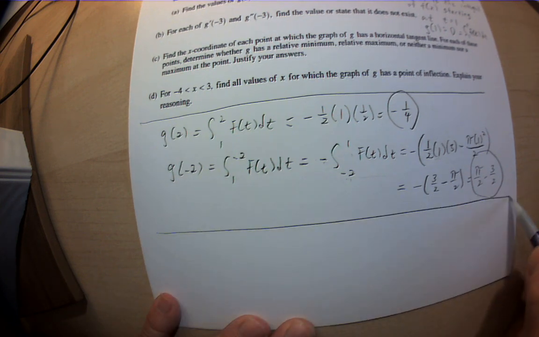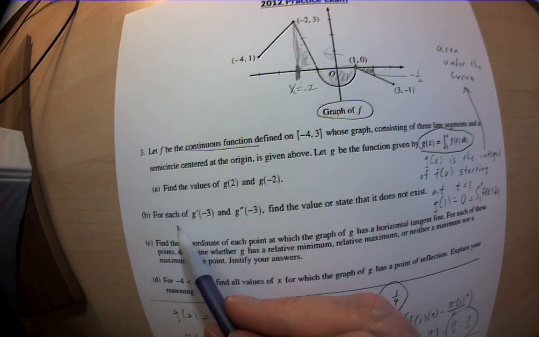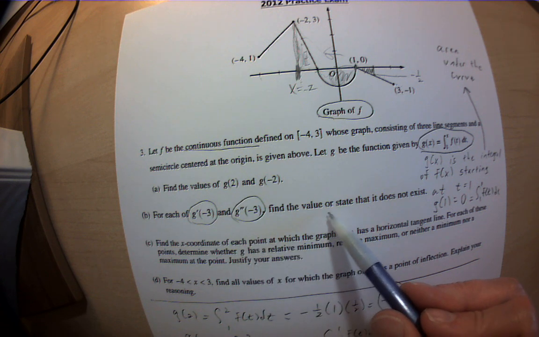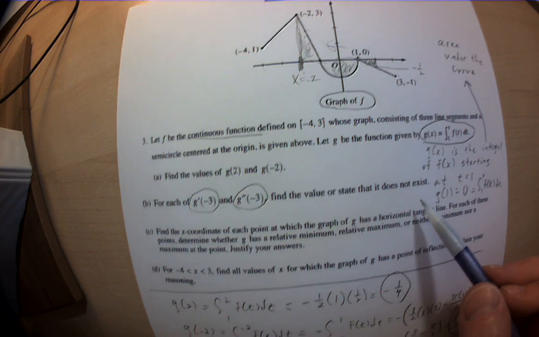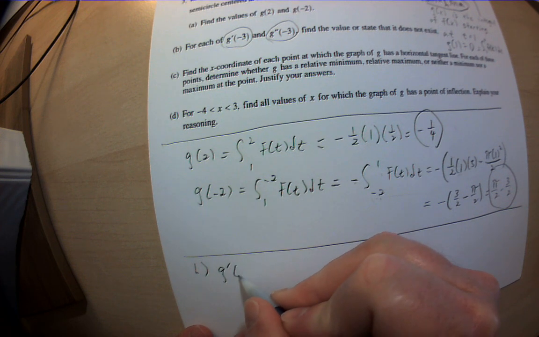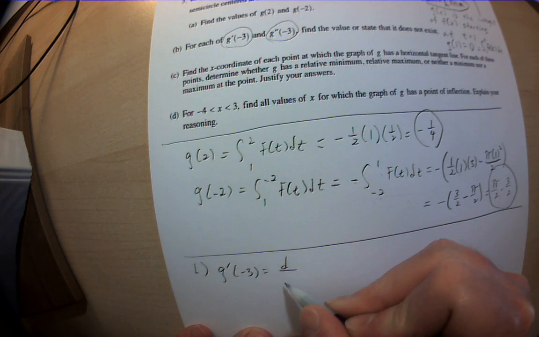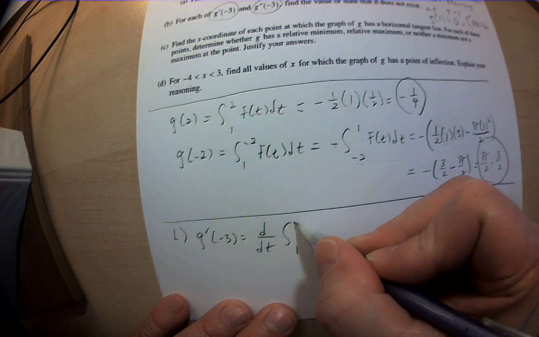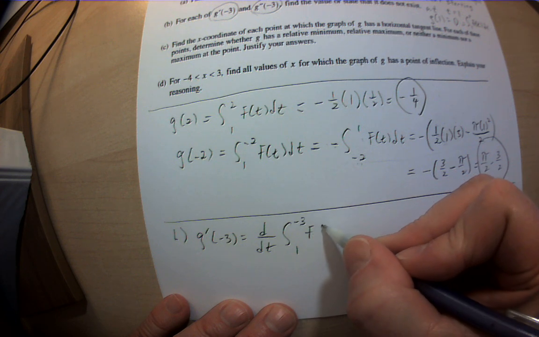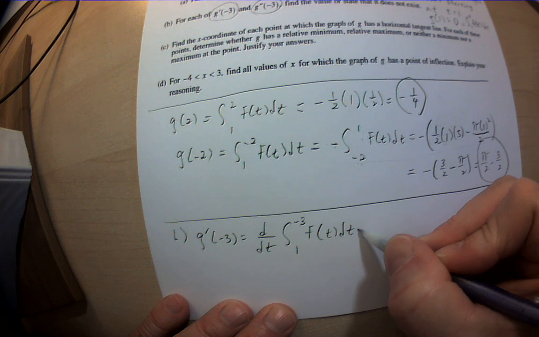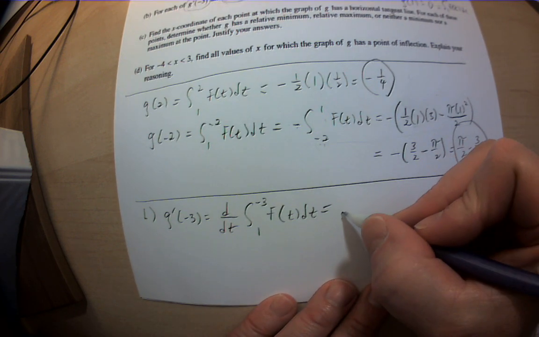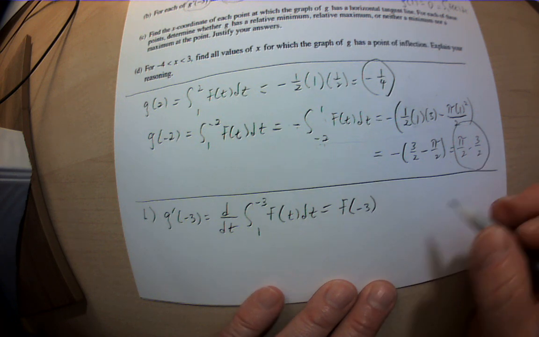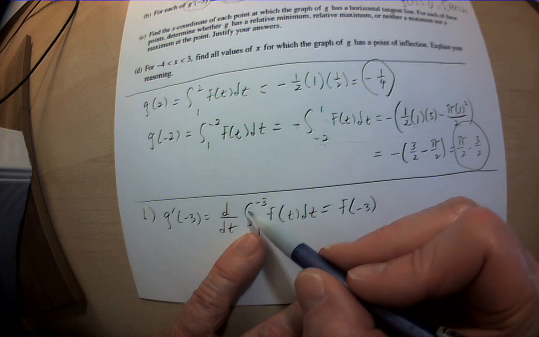Okay. Part B. For each of g prime of -3 and g double prime of -3, find the value or state that it doesn't exist. So g prime of -3 is the derivative with respect to time of the integral from 1 to -3 of f of t dt. And if you remember the fundamental theorem of calculus, that's just f of -3. Okay?